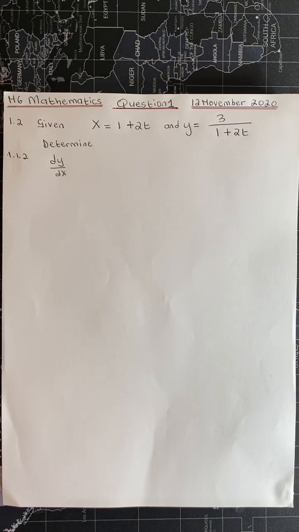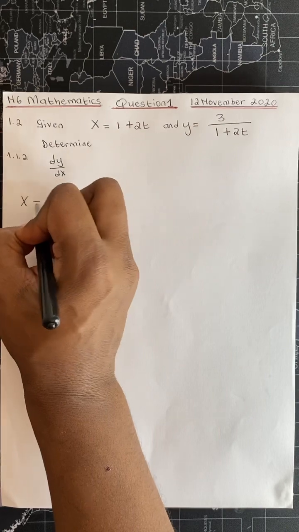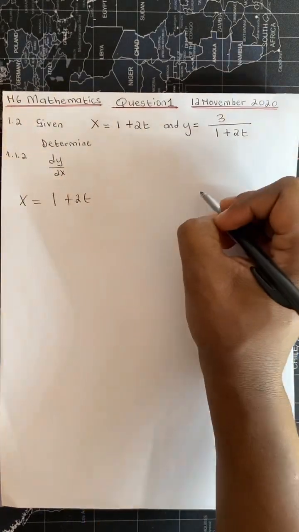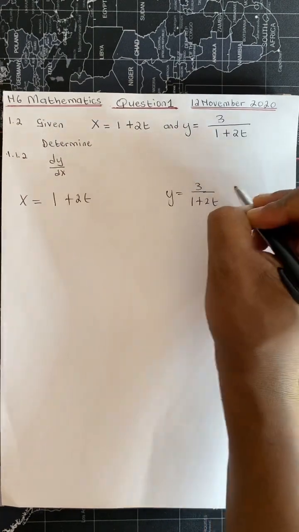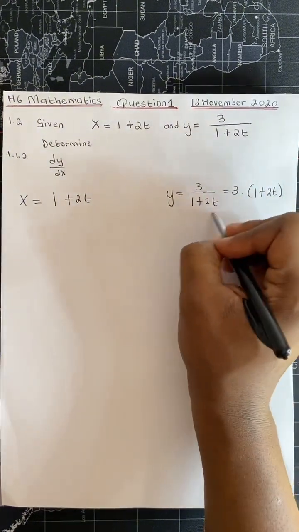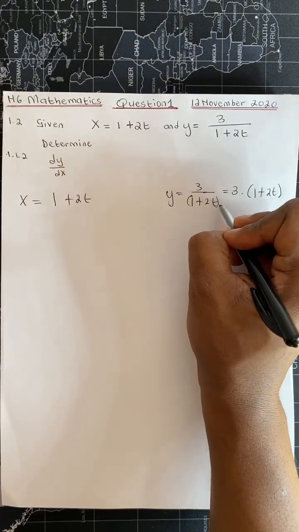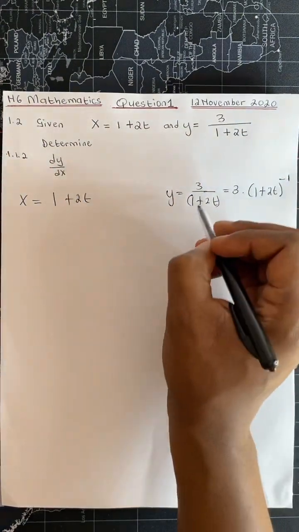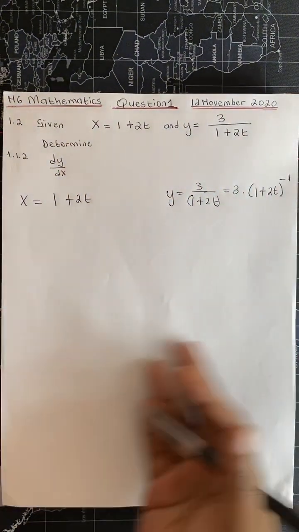Next, we have the equations x is equal to 1 plus 2t and y is equal to 3 over 1 plus 2t, and we have to determine dy over dx. So we have x is equal to 1 plus 2t, and y is equal to 3 over 1 plus 2t, which we can rewrite as 3 multiplied by (1 plus 2t) to the power of negative 1, since we are moving this 1 plus 2t from the denominator to the numerator, the exponent changes from positive 1 to negative 1. So instead of using the quotient rule, we will just use the normal derivatives.